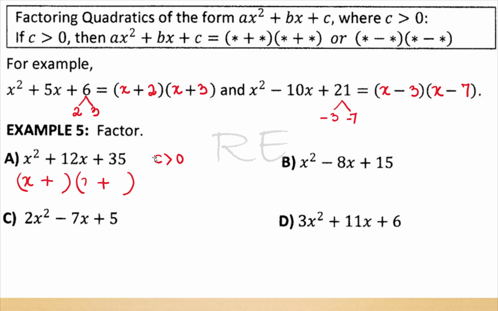X squared is x times x. Now 35 is 7 times 5. Therefore it's going to be x plus 7 times x plus 5. Both signs are negative for B because the product is positive and the sum is negative. x times x is x squared, and then 3 times 5 is 15, so it's x minus 3 times x minus 5.